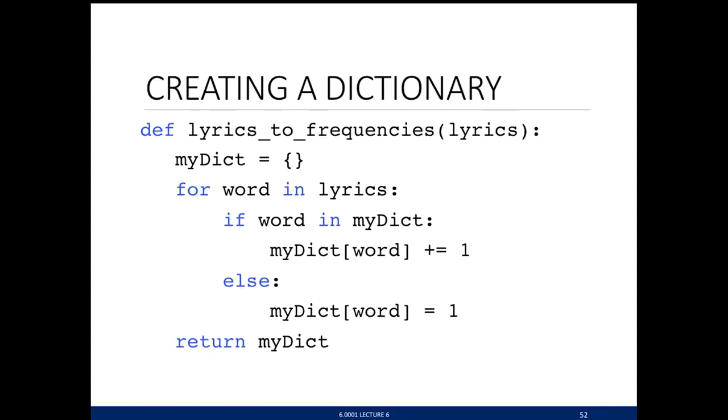It's also in the handout. Here we go. Lyrics to frequencies. Lyrics is just a list of words, strings. So I'm going to set up an empty dictionary. There's that open, close curly brace. And here's what I'm going to do. I'm going to walk through all the words in lyrics. You've seen this before. This is looping over every word in lyrics.